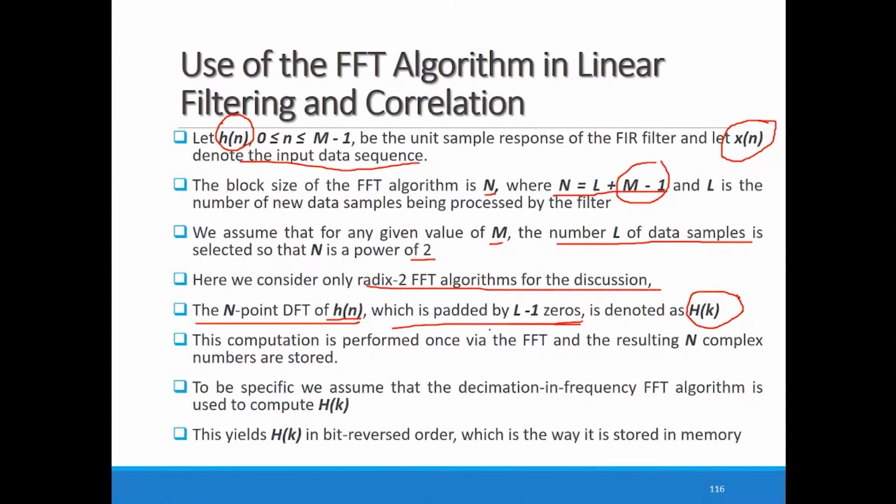Why is it L minus 1 zeros? Because here we wrote that when the number L of data samples is selected, n is a power of 2. So whatever n we are getting, that must be a power of 2. For making this a power of 2, we are padding these additional zeros, and we find the n-point DFT, which is denoted as H of k.